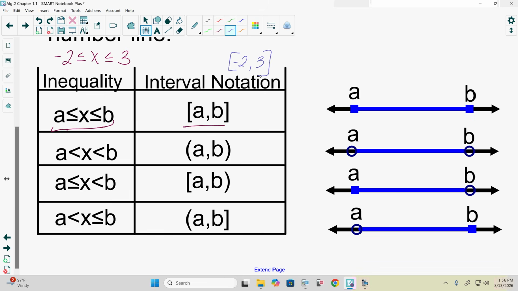We said these 4 represent all bounded intervals. A is less than or equal to X is less than or equal to B is the general statement. We had -2 is less than or equal to X is less than or equal to 3. A is now -2, B is now 3. We just substitute in.